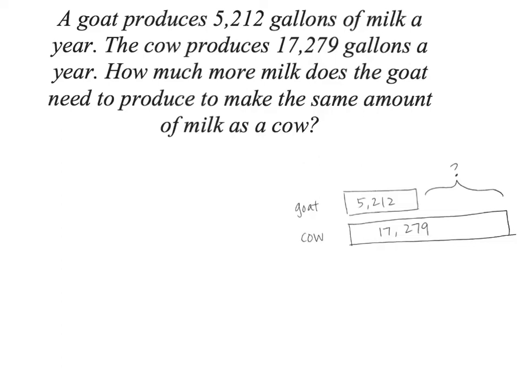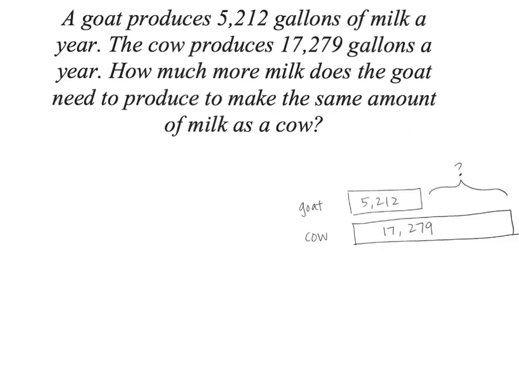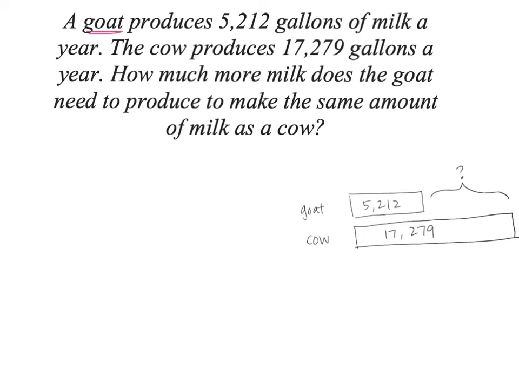So at first, right now, let's read along and you just read with me on the video. A goat produces 5,212 gallons of milk a year. So we know that we have a goat, and then he's going to produce 5,212 gallons. The cow produces 17,279 gallons a year. So we know we have a cow and he's producing 17,279 gallons. If you look right here, I have goats here with his amount and the cow here with his amount. How much more milk does the goat need to produce to make the same amount of milk as the cow? So how much more?